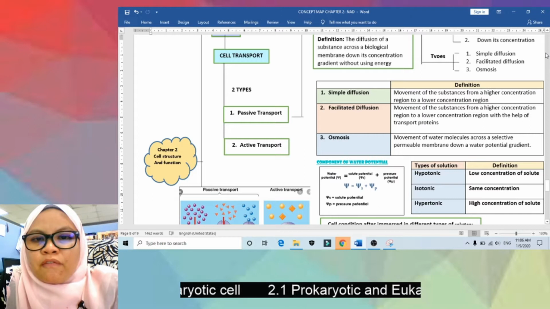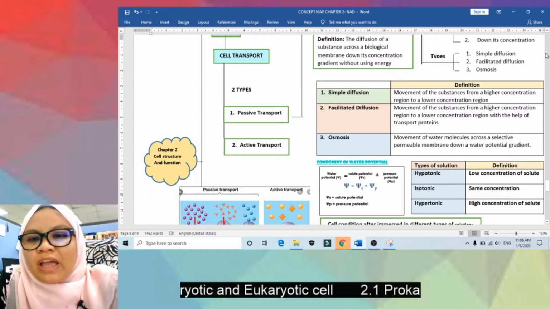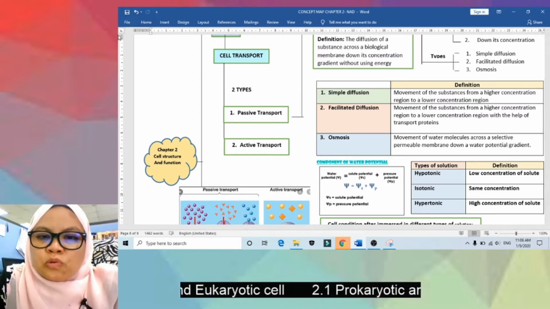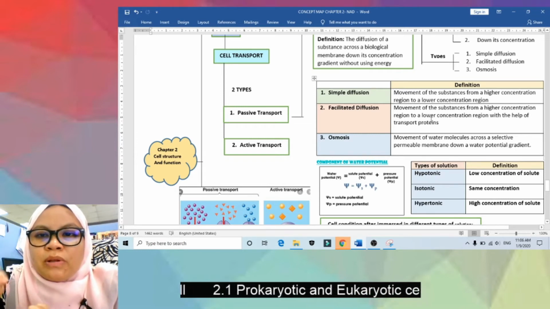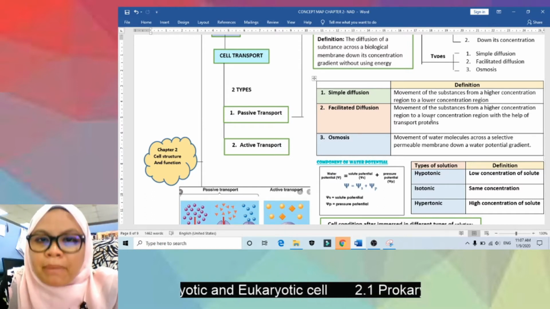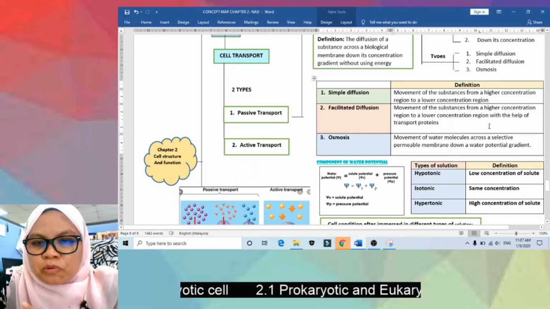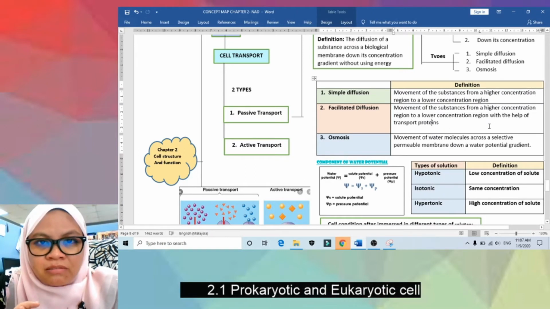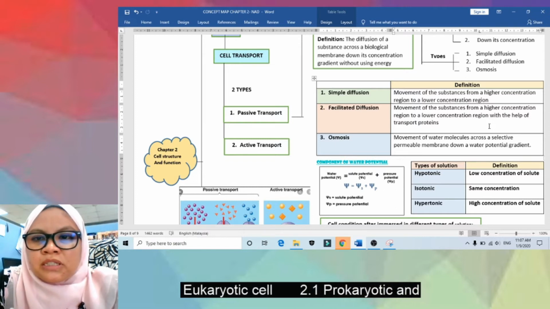Next, facilitated diffusion is the movement of a substance from a higher concentration region to a lower concentration region with the help of transport protein. The word facilitated means berbantu. So the substance moves from higher to lower concentration, does not require energy, but has the help of transport protein. Examples are channel protein and carrier protein, but still no energy is required. This refers to large, polar molecules, for example glucose.